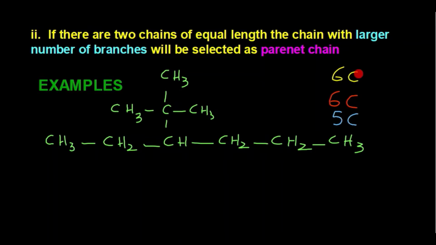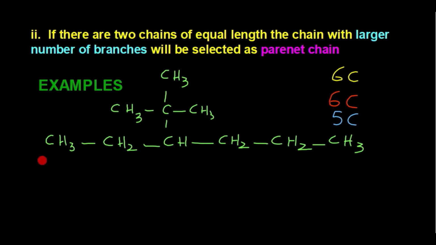So what is the rule, students? Once again we will see the rule. If there are 2 chains of equal length, here we can notice there are 2 chains which are made up of 6 carbon atoms, the straight chain as well as this chain, then which chain should be taken as the parent chain? According to the rule, the chain which contains the larger number of branches.